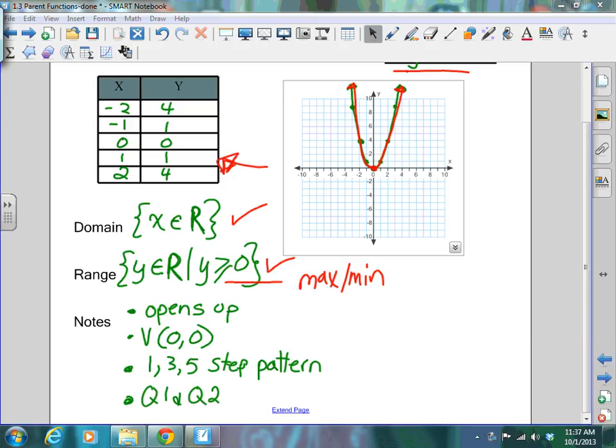So again, the range is going to have a restriction wherever your min or max value is. It depends on your direction of opening. And if there's a min or max, it's going to be either greater than or equal to or less than or equal to. Notes on the last column, guys: the direction of opening for your parent function is up, the vertex is (0, 0), and your step pattern is 1, 3, 5. And remember, it's a times 1, 3, 5.